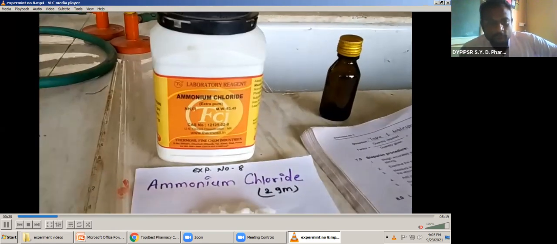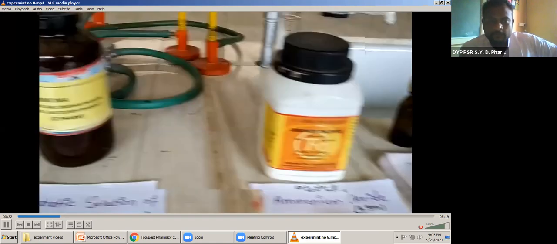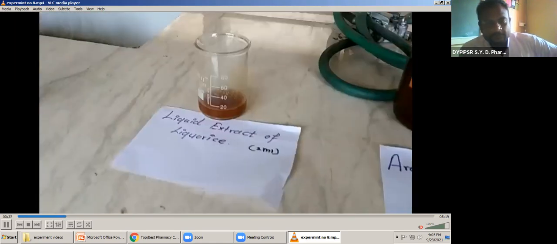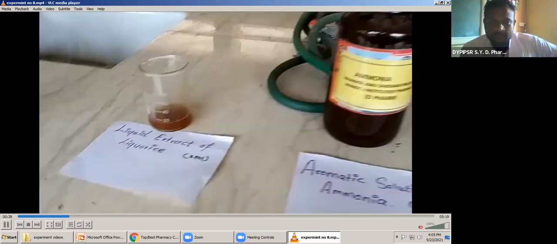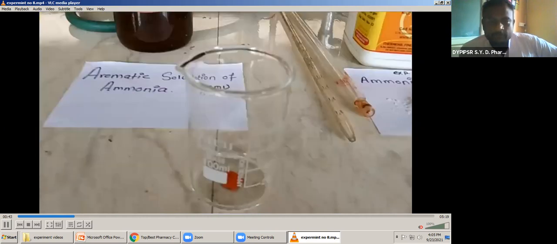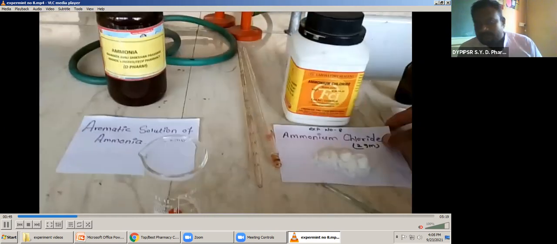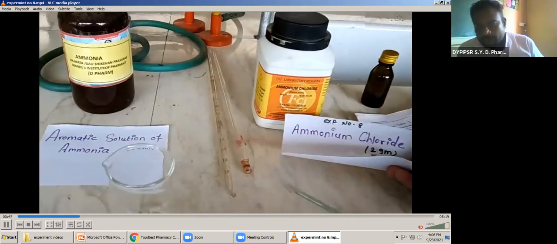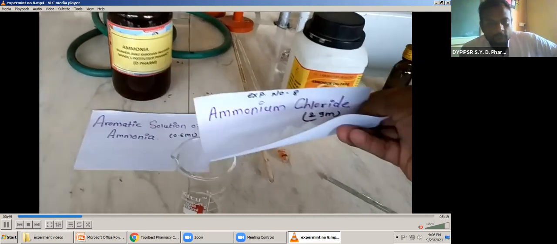So these are the chemicals. This is ammonium chloride, of which we are going to take 2 gram. This is the aromatic solution of ammonia, and this is the liquid extract of licorice. This is how the ammonium chloride looks. It is a fine simple powder. So this is how we are going to mix the ammonium chloride.